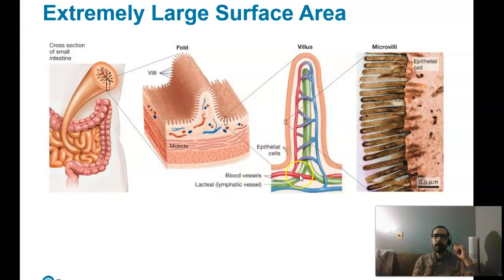And here you can see the blood vessels that run through each villus. You have arteries and veins, and then you also have the lacteal, which is a lymphatic vessel that absorbs fats, or lipids, that is. So just having all of these folds is what gives the small intestine that high surface area that makes it easier for nutrients to be absorbed and go into the bloodstream.